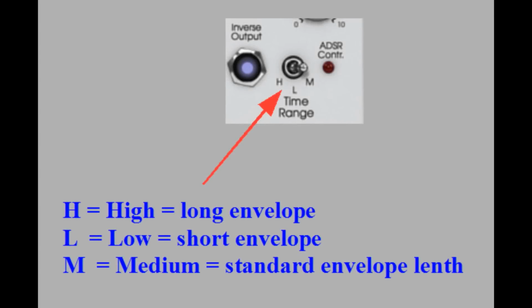And, at last, there is a little switch between the inverse output and the LED. We can switch between three overall speeds of the envelope. The standard setting is M for medium. H means high, but not high speed, but high envelope length, which is very, very low speed. And L means low, and again, not low speed, but low envelope length, which is a very, very high speed.